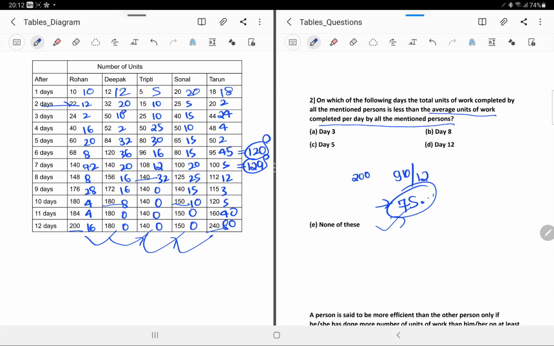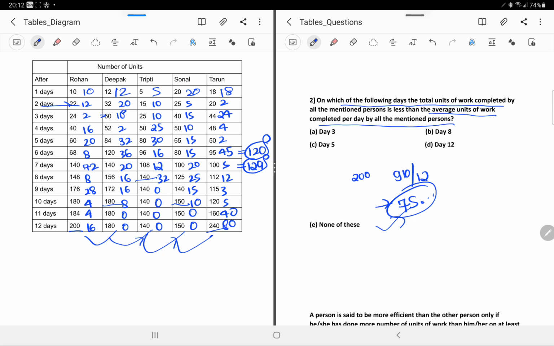Now they are asking on which of the following days the total unit of the work completed by all the mentioned persons is less than the average. So for day 3, clearly day 3 could be a winner. So for day 3 they are actually making 2 plus 18. So look at this. 2 plus 18, 20. 20 plus 10, 30.